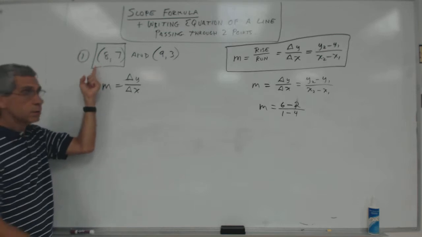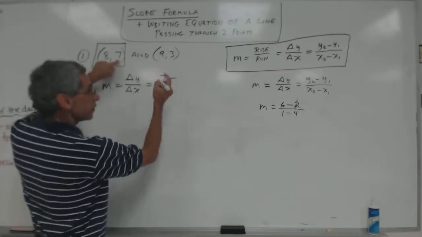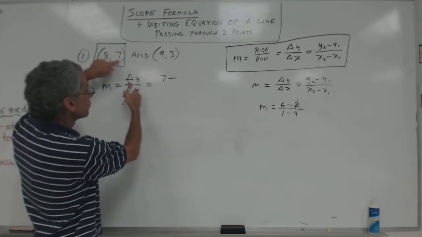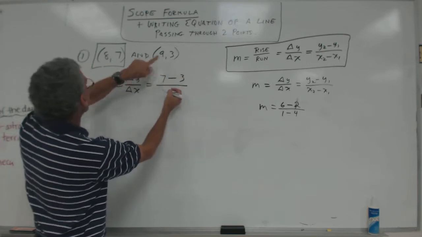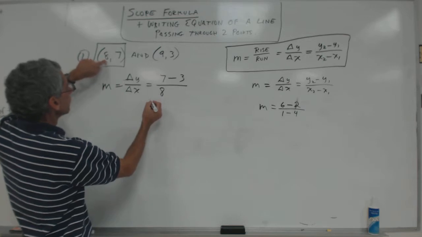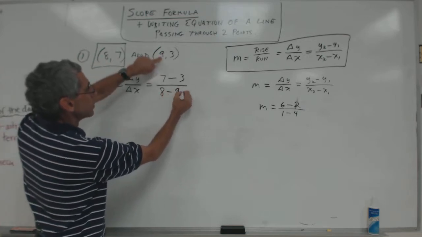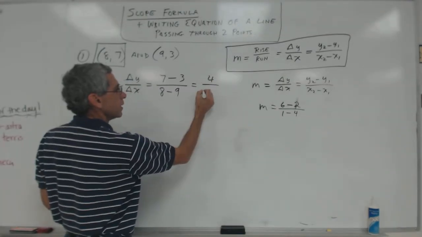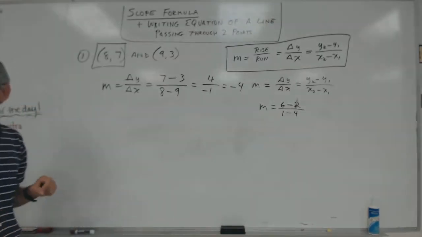So here's my y, which equals 7. And the formula says minus. So it's 7 minus 3, because that's what change means, subtract. 7 minus 3 over, I got to start with this x because I started with this y, so 8 minus 9. 7 minus 3 is 4, and 8 minus 9 is negative 1, so negative 4 is my answer. That's my slope.